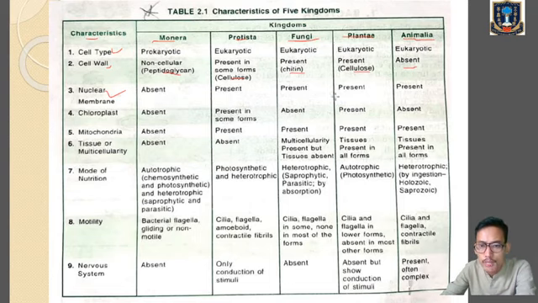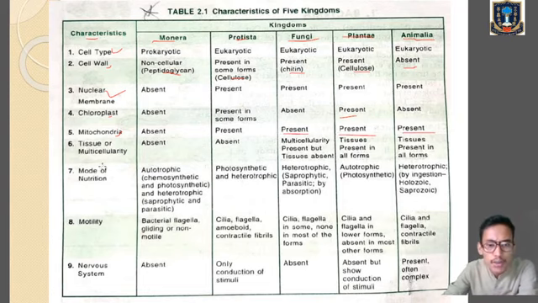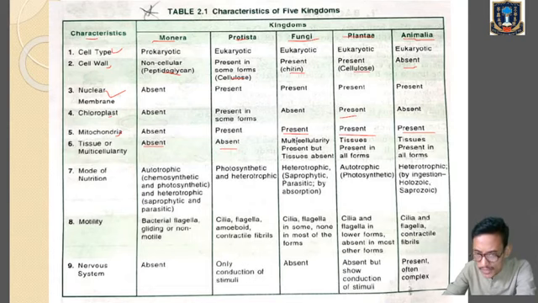Nuclear membrane is absent in Monera, present in Protista, fungi, plant, and Animalia. Chloroplast is absent in Monera, present in some Protista forms, absent in fungi, present in Plantae, and absent in Animalia. Mitochondria absent in Monera, present in Protista, fungi, Plantae, and Animalia. Tissue or multicellularity: in Monera they are absent because they are unicellular. Protista also are unicellular eukaryotes, so it is absent. But in fungi we find multicellularity. In Plantae also we find tissues. In animals we find tissues in all the forms.